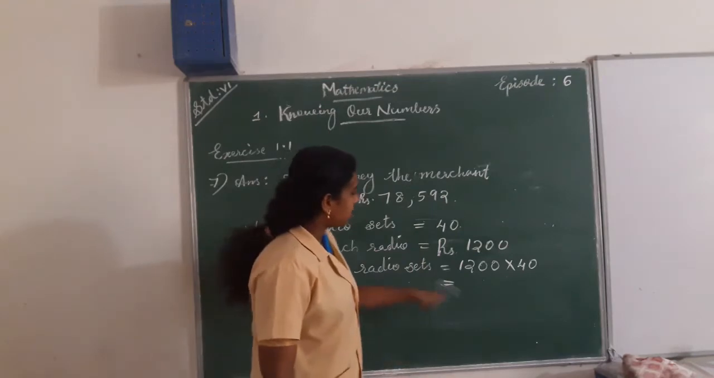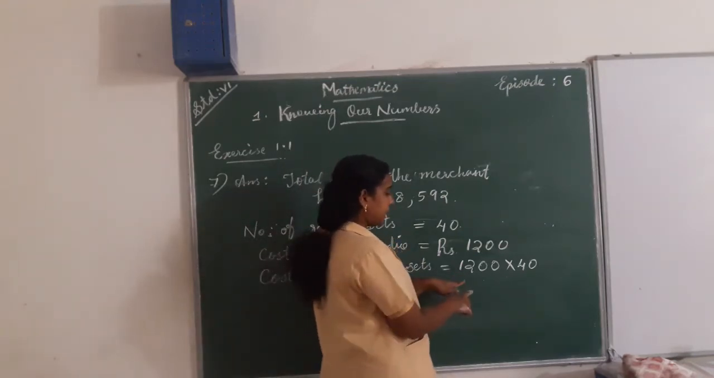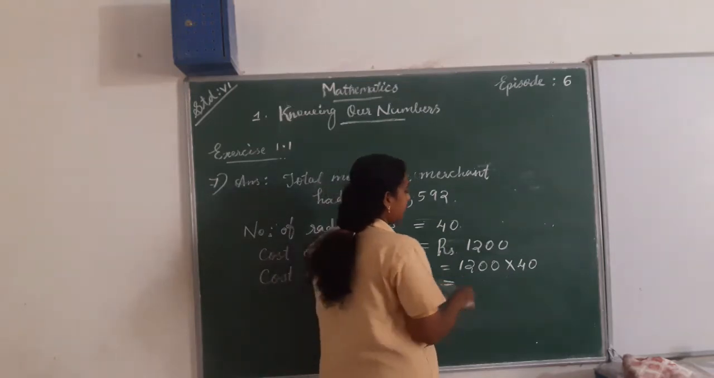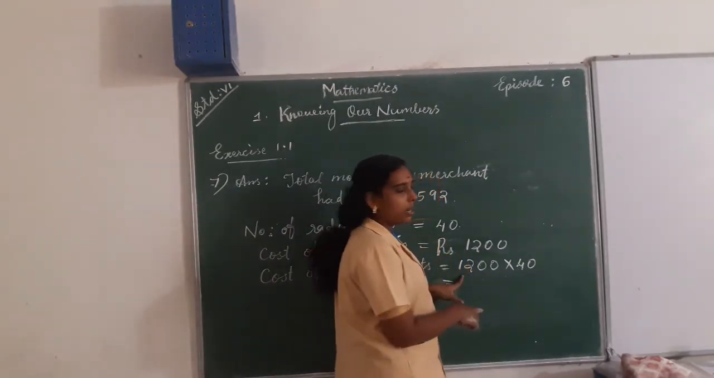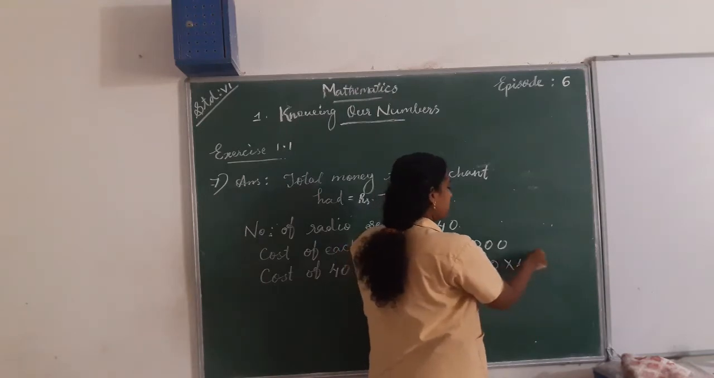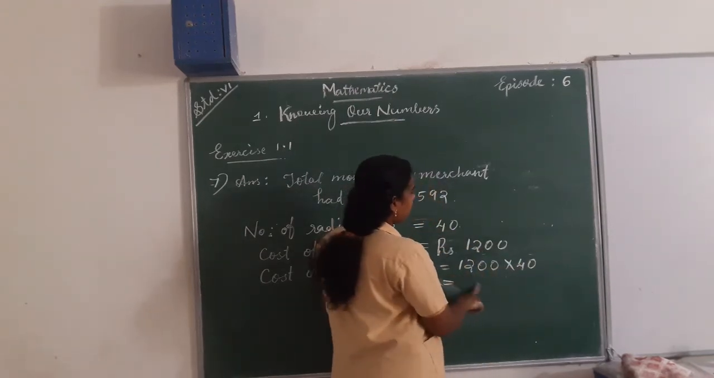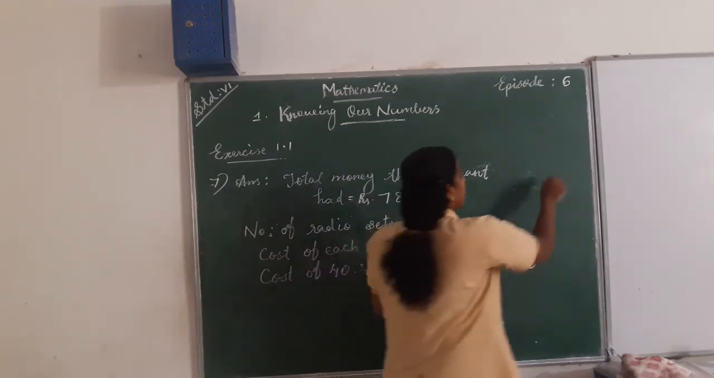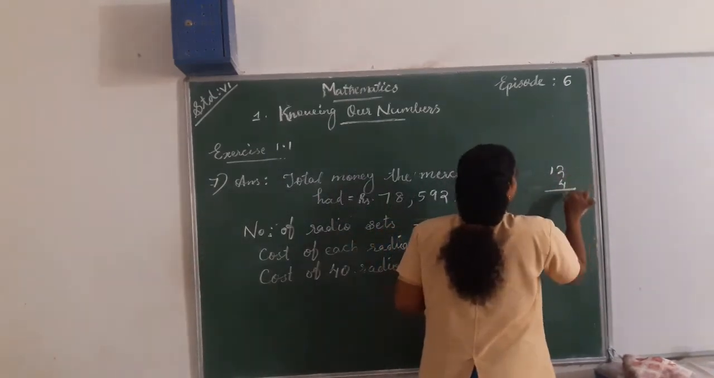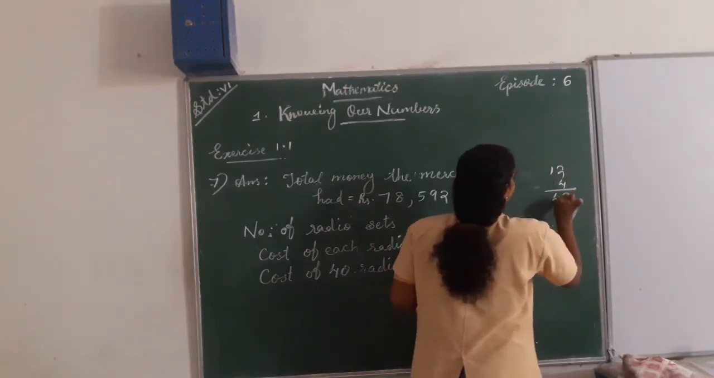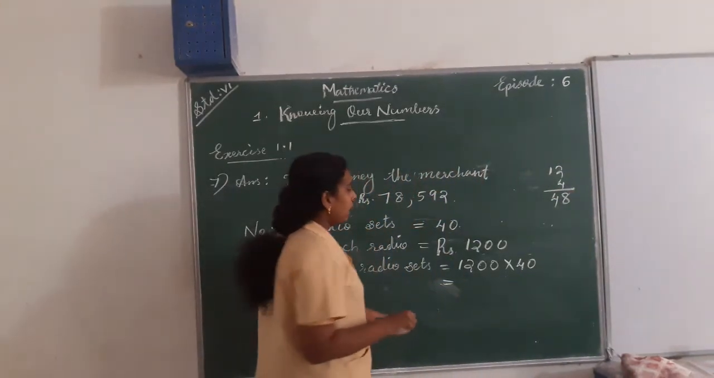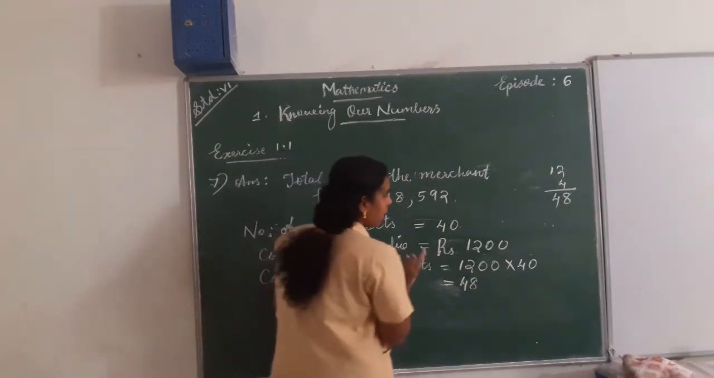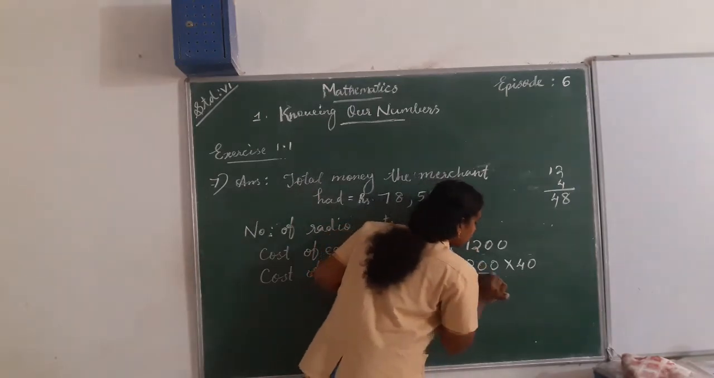For finding the answer in an easy way, we multiply 12 into 4. Listen carefully. There is 1200 and 40. We apply the easy way. We want to find 12 into 4. 4 2s are 8, and 1 4 is 4. Here is 48.